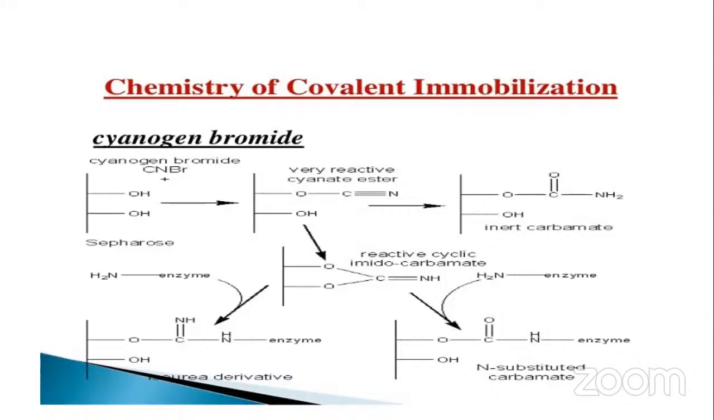Two people you have to remember: Pedro Cuatrecasas, a Spanish biochemist settled in America, and Meir Wilchek, another biochemist, an Israeli. These two developed many of these affinity methods using this cyanogen bromide activated Sephadex or Sepharose.